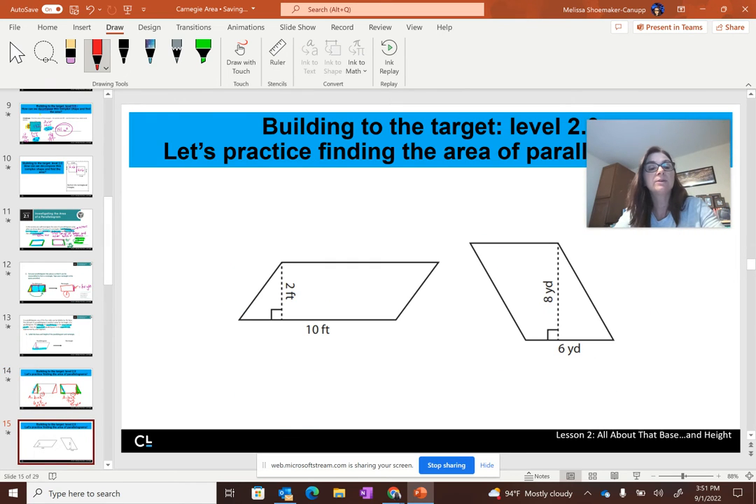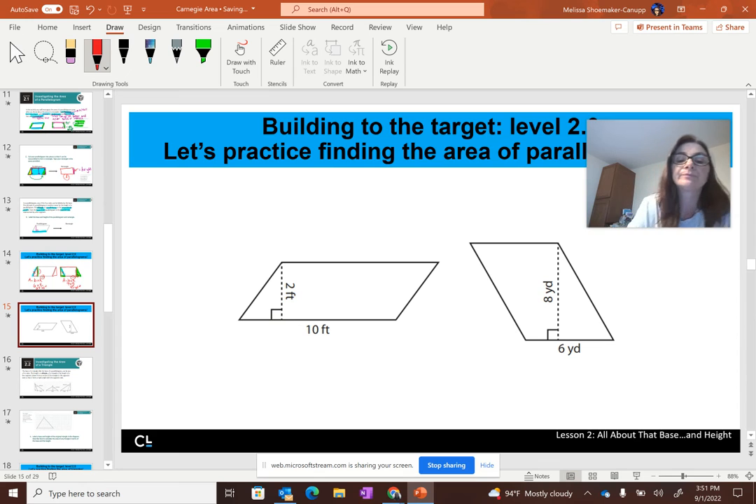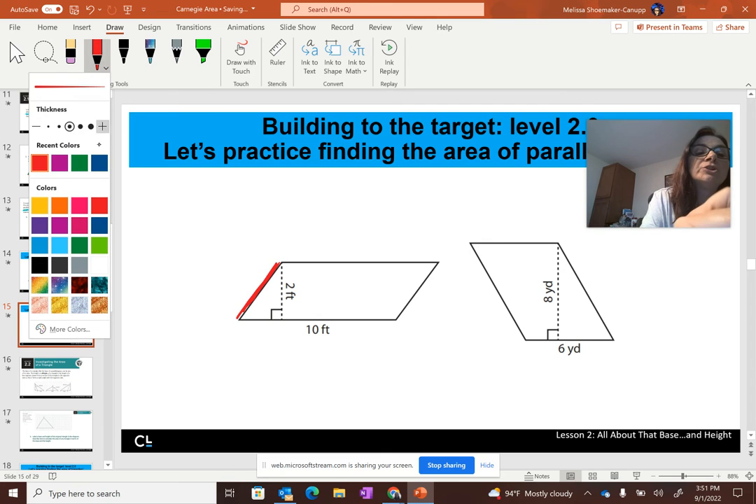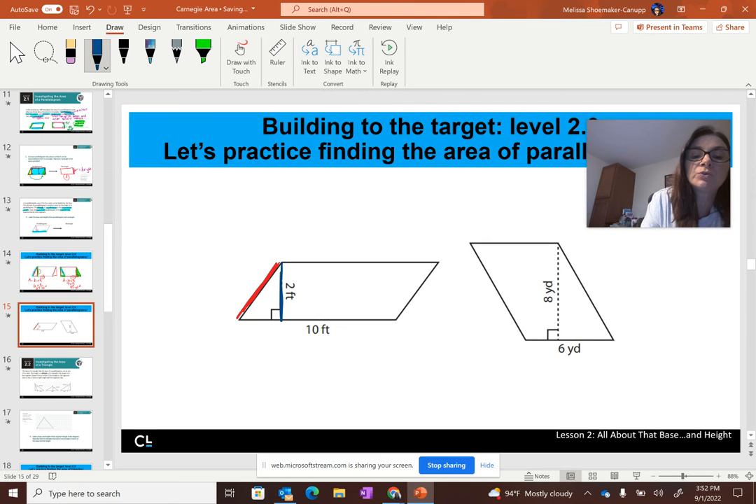Let's take a look at 2 more parallelograms. Remember, I'm not interested in this length. I'm looking at the 2. Do you guys see that? 2 and 10. So 10 is the base, 2 is the height. So the area equals the base times the height, which is going to be 10 times 2, which is 20 feet squared.